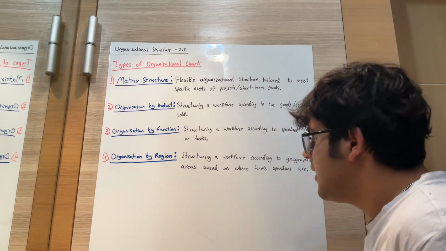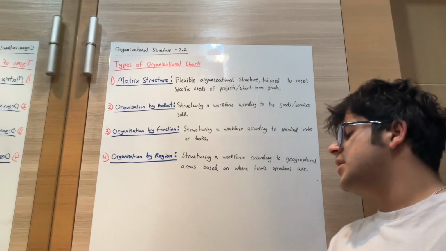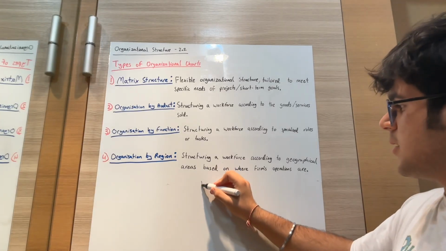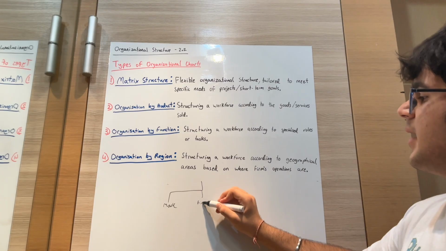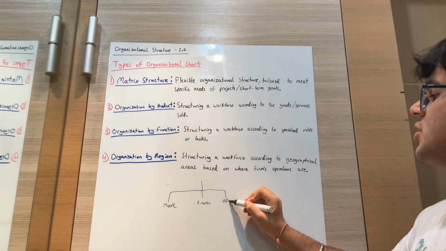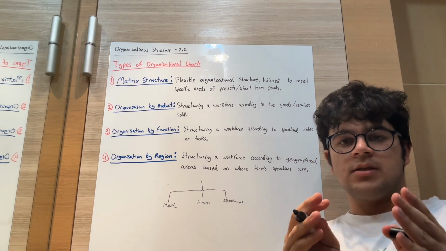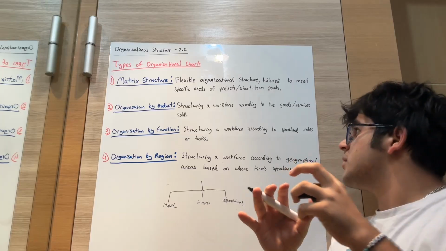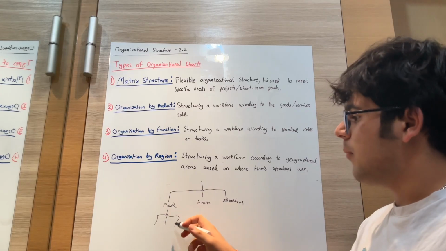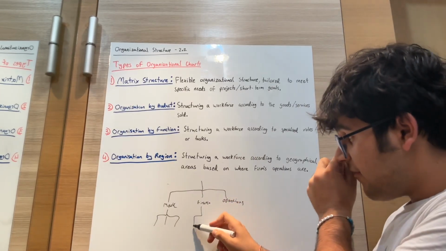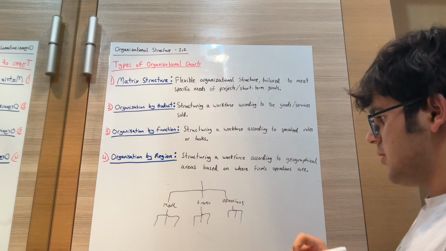Now, third, we have organization by function. By function, I mean you split it through departments. So one can be marketing, second can be finance, third can be operations, okay? And through this, your business is very focused. It is the structuring of your workforce around specialized roles or tasks. So everyone in marketing will work on marketing and marketing only. Everyone in finance will work on finance and finance only. Everyone in operations will work on operations and operations only.